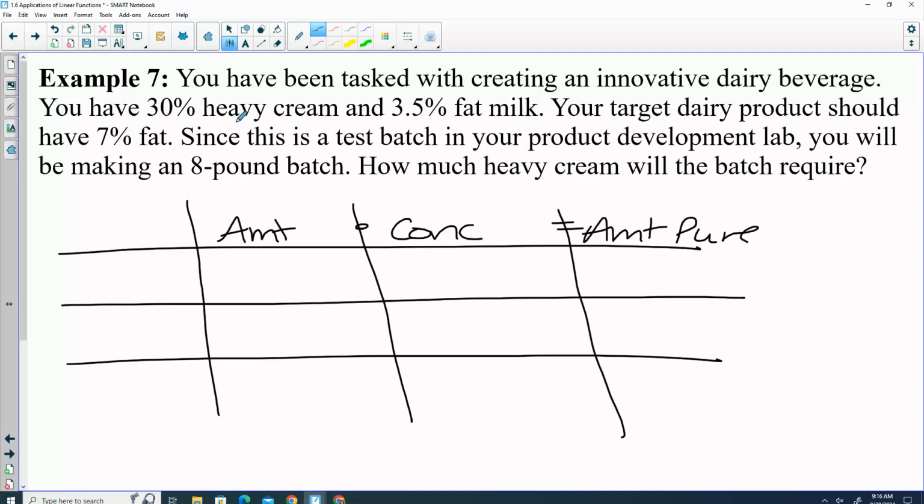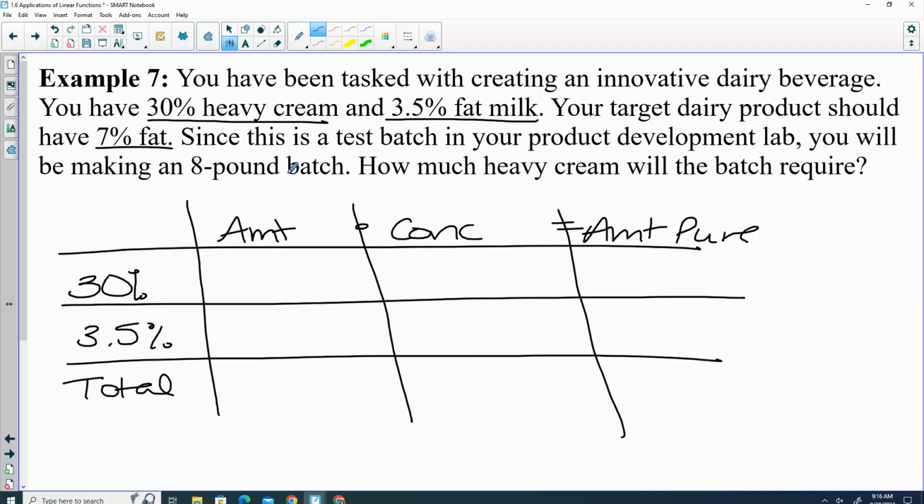You have a 30% cream and a 3.5% milk. Our target is 7%. So which two am I mixing together? When you mix the 30 and the 3.5 to get our total. Our target is our total. Plus, we can check 7 is between 30 and 3.5. Your grand total, that concentration has to be in between the other two.